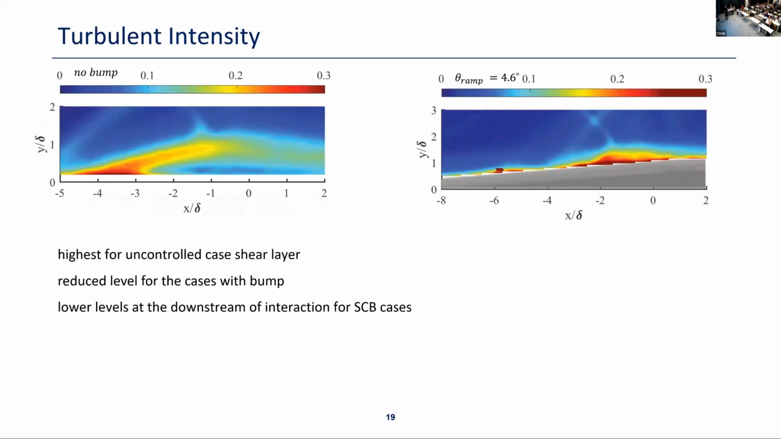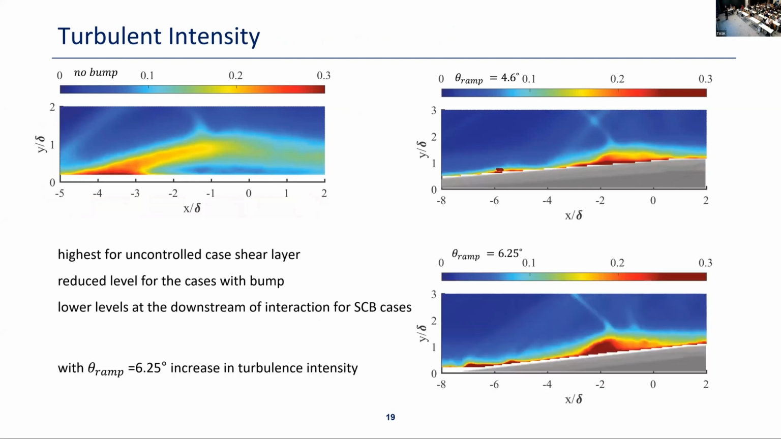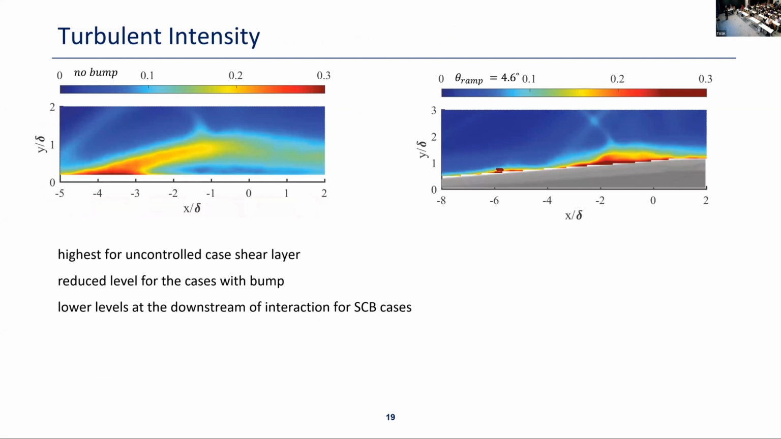And to understand better the fluctuations in the flow, we also looked at the turbulent intensity. In the no-bump case, we clearly see slightly faded shock waves and the shear layer going, and the highest turbulent intensity values are seen in this region.